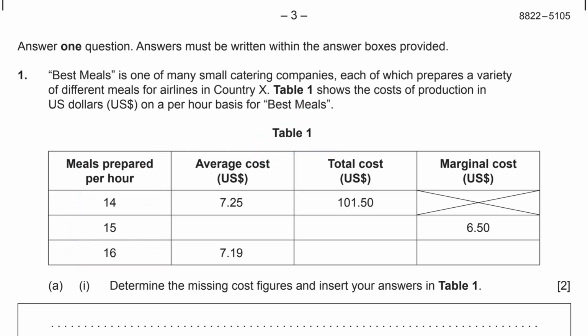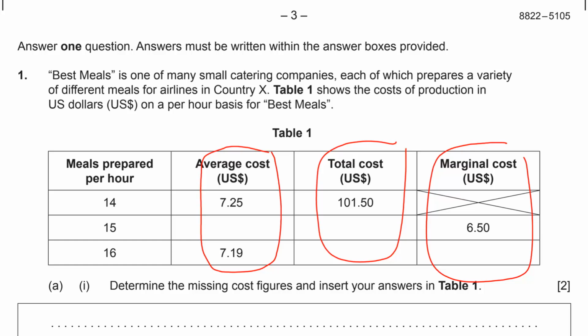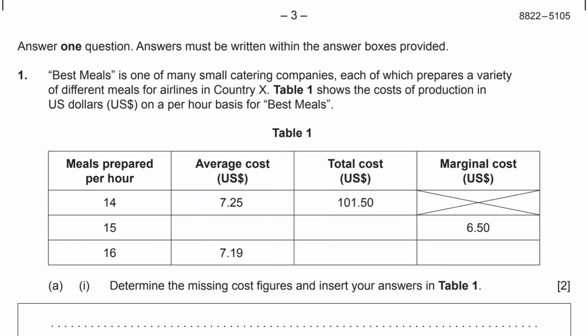And then in the next column, we've got the average cost in US dollars, then the total cost in US dollars, and in the final column, we've got marginal cost. So the way you read this table is, for example, if they were doing 14 meals per hour, it would cost them $7.25 on average per meal, or a total cost of $101.50 for those 14 meals.